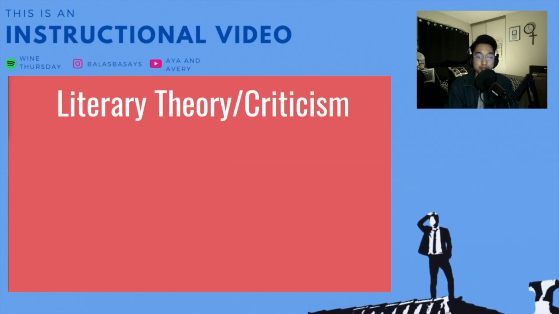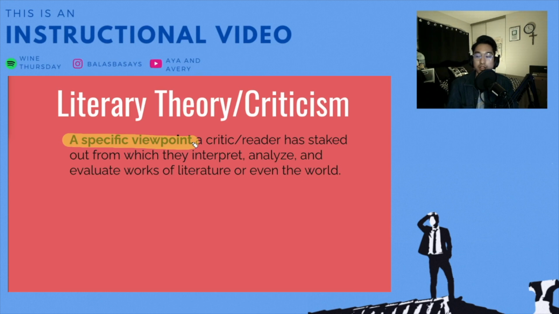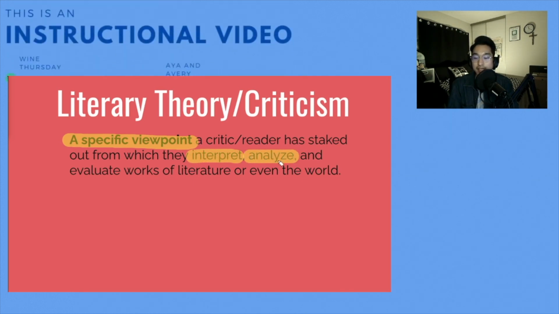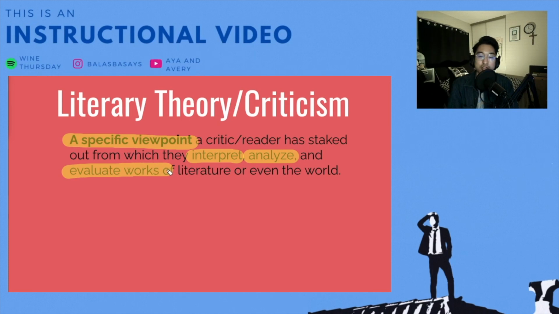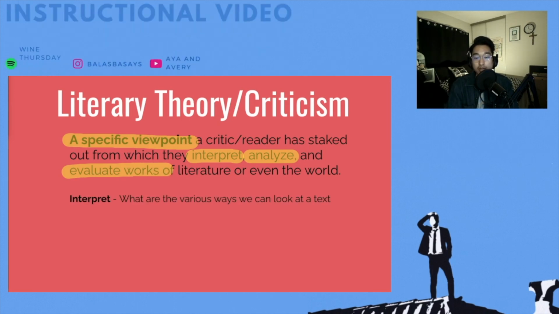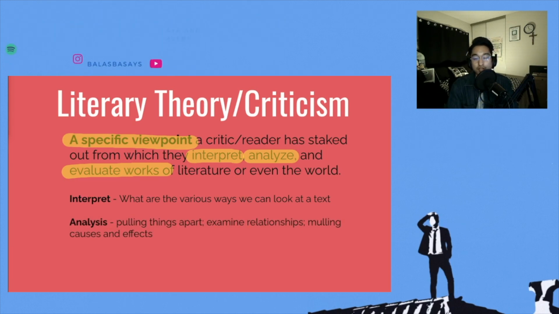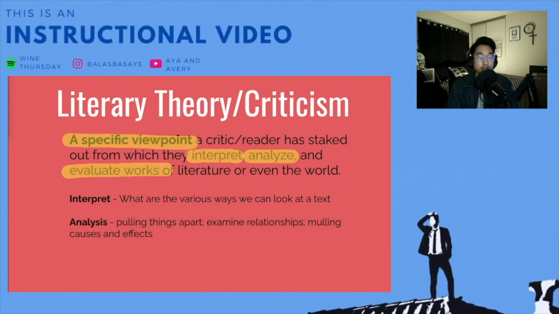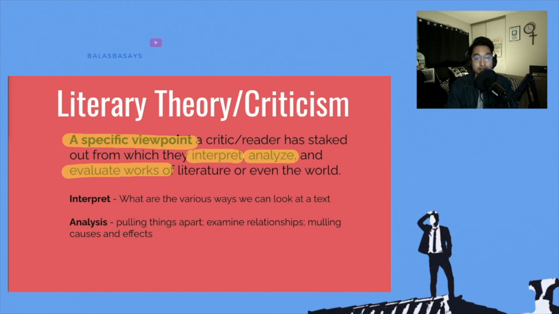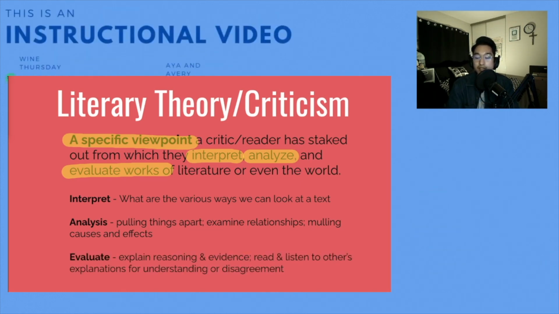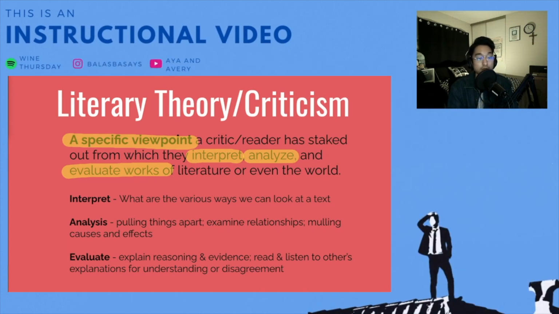Literary theory or criticism is a specific viewpoint a critic or reader has staked out from which they interpret, analyze, or even evaluate works of literature or even the world around them. When we interpret, we think about the various ways we can look at a text. When we analyze, we pull things apart, examine relationships, mulling cause and effect in a narrative or text. And when we evaluate, we explain reasoning and evidence. We read and listen to others' explanations for understanding or disagreement.